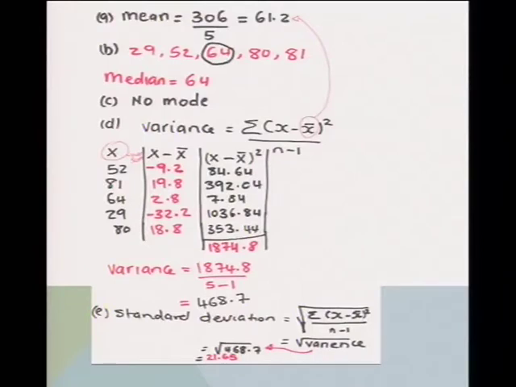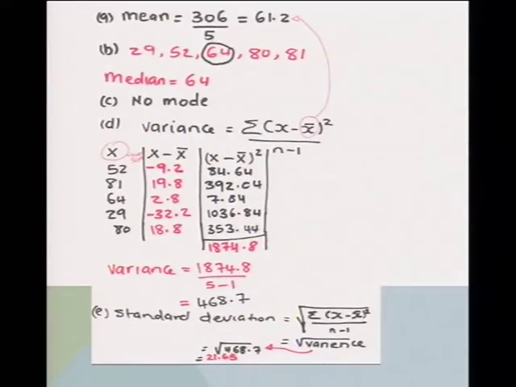For you to find the variance, first of all, you need to find the mean. Okay, how do we find the mean? You add everything together and divide by the total number of items. Like in A, 306 divided by 5, you get 61.2. Now you are going to subtract this 61.2 from each and every element in the data set. For the first one, you are going to say 52 minus 61.2. For the second one, 81 minus 61.2. For the third one, 64, and then it follows like that.